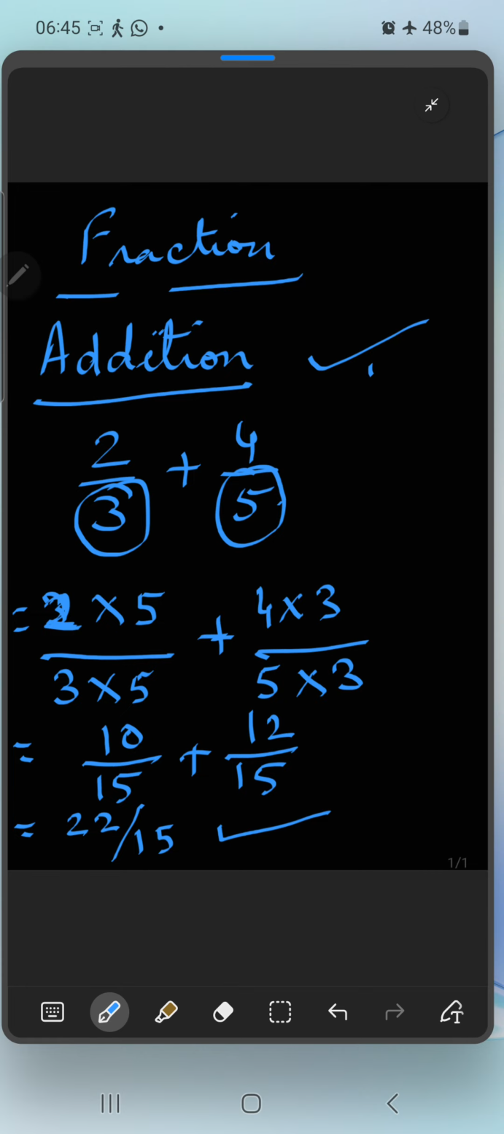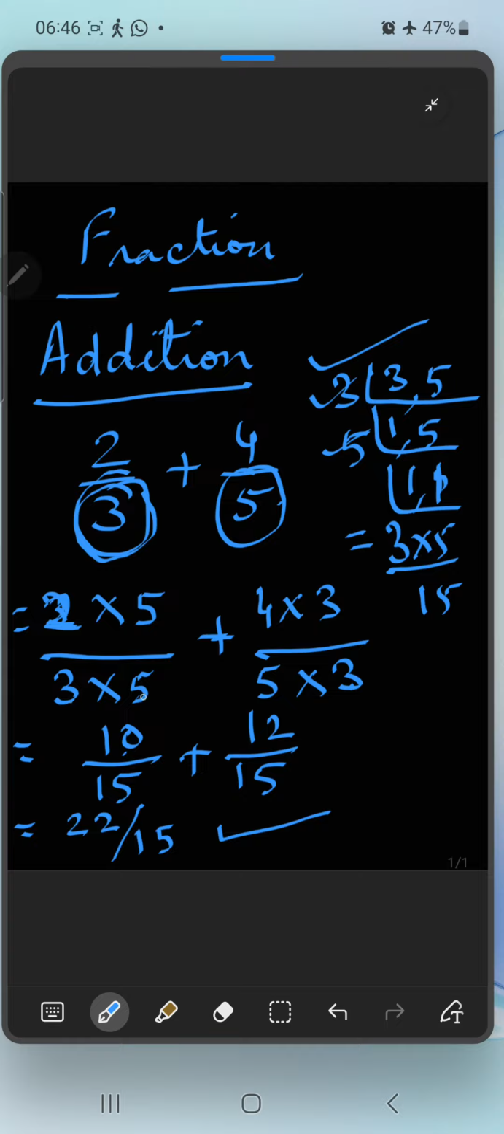Similarly, in the second fraction, if we want to convert this number 5 into 15, we have to multiply 3 with it. And because we had multiplied 3 in the denominator, we also have to multiply 3 in the numerator. So what will we get? 2 into 5 is 10 by 15. 4 into 3 is 12 by 15. We got the like fractions. We just have to add the numerators. 10 plus 12 is 22 by 15. So this is our answer.